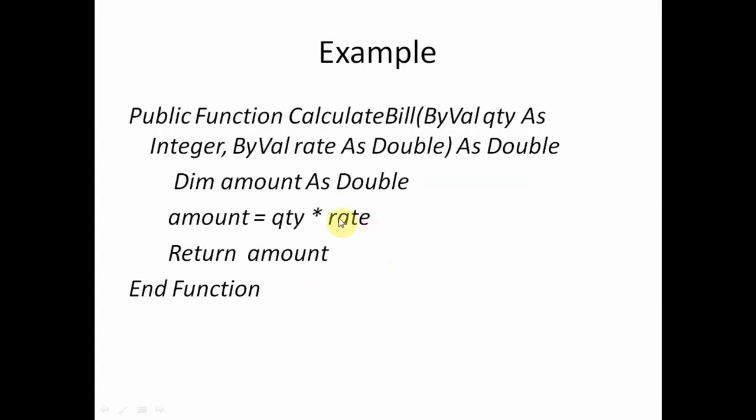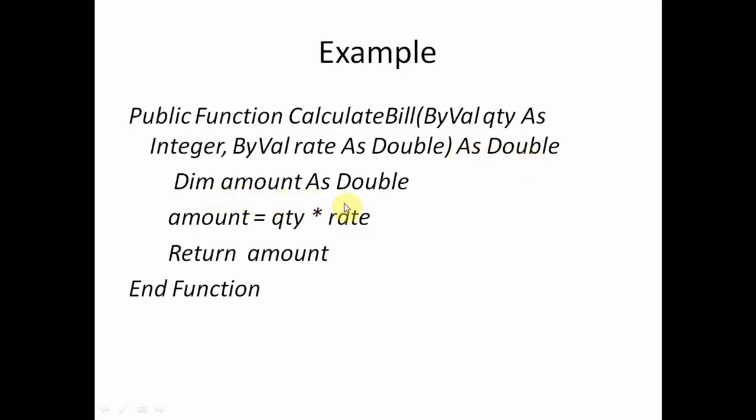So here is an example, that is Public Function. Over here Public is the access specifier, Function is the keyword which indicates that the procedure is a function. The name of the function is CalculateBill, which is the user defined name. Then there are two arguments passed to the function, and both are by value, means it is a pass by value. So the keyword ByVal is specified with both the arguments, that is quantity and rate, and as it is a function it will return one value, and the data type of the return value is Double. So over here I have specified As Double.